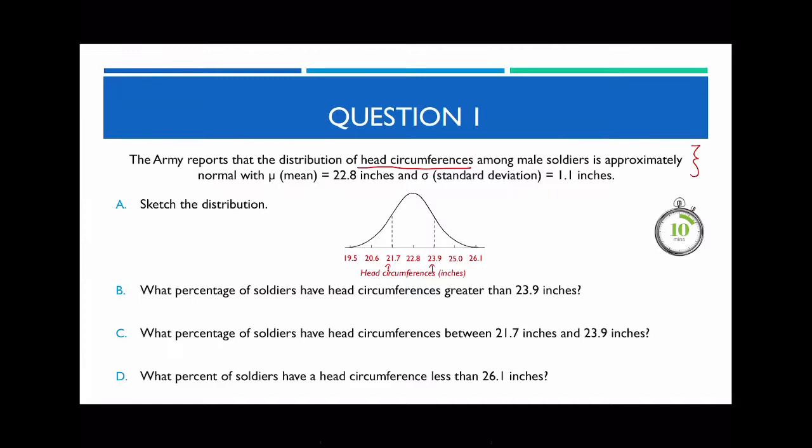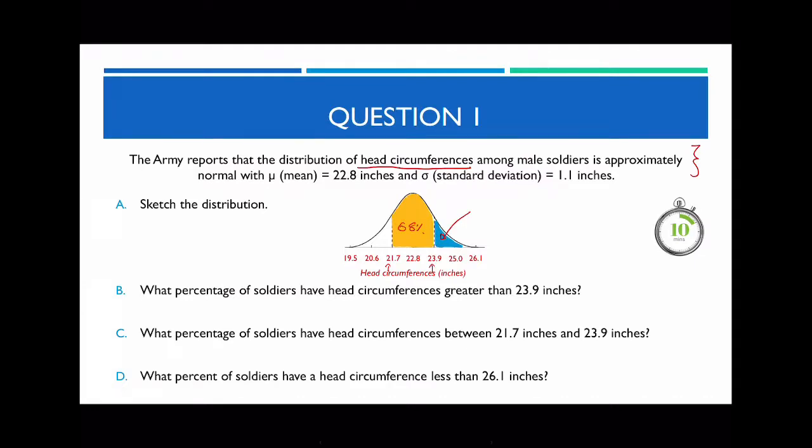Now I'm going to answer part B. Part B asks us, what percentage of soldiers have head circumferences greater than 23.9 inches? That's essentially represented by this blue shaded area over here, which I've done. So we need to find what this shaded area is as a percentage. Now, in order to do this, I'm going to rely on my knowledge of the 68% rule. I know that if I move one unit to the left and right, this is 68% over here.